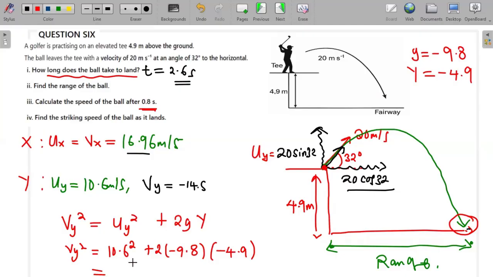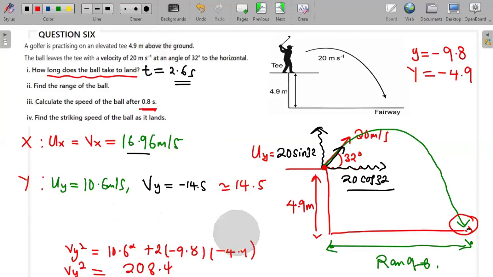So I get about 208.4. Remember this is Vy squared, and I just want my Vy. So you take the square root of both sides, and you're still going to find 14.4 something, which I round off to 14.5. So you can use this or you can use the other one.